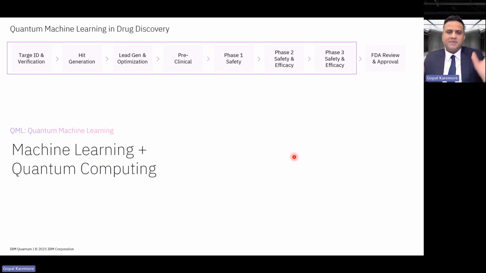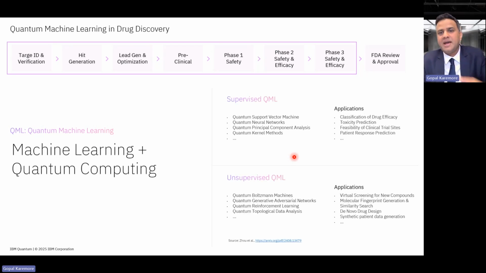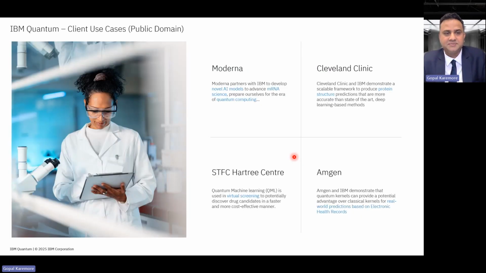Another aspect that people have explored is quantum machine learning. As you can see, this is an amalgamation of machine learning and quantum computing together, right? There is supervised QML and unsupervised QML. There have been a lot of proposals, such as the quantum support vector machine, and in unsupervised learning the QGAN, quantum Boltzmann machine, and things like that.